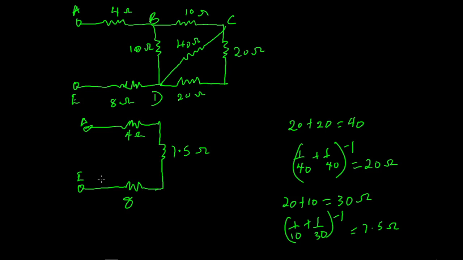So the total resistance of this circuit is going to be 4 plus 7.5 plus 8 ohms, and that is going to give us a total value of 19.5 ohms. Therefore, the effective resistance of this circuit is just a single 19.5 ohms resistor.